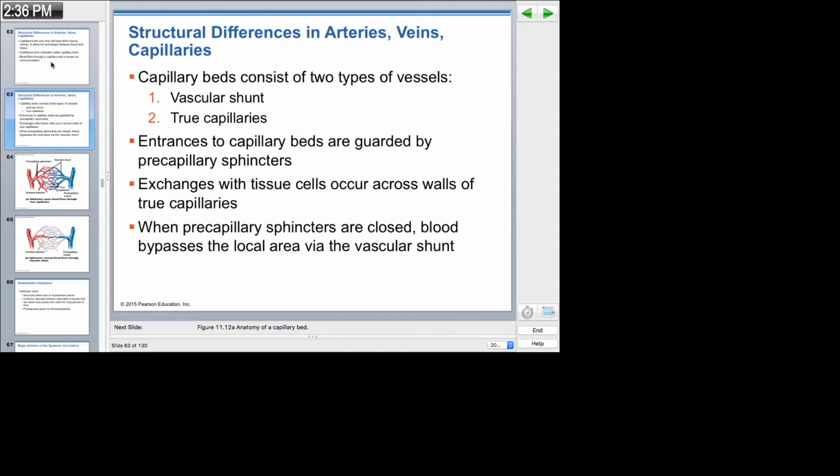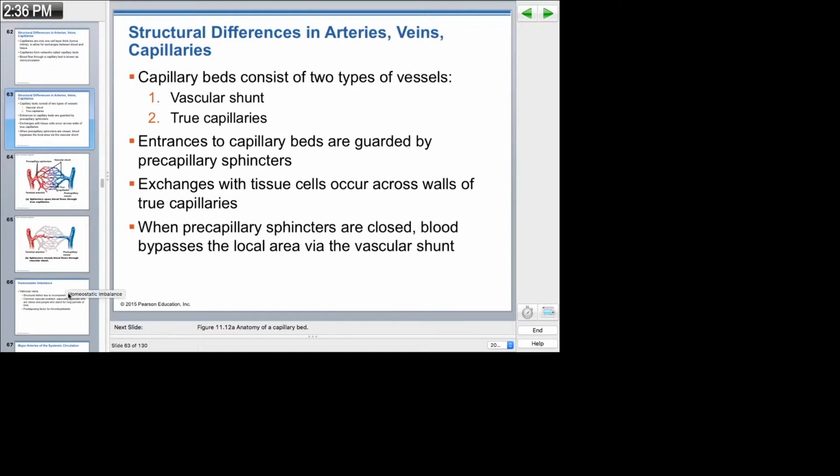So the entrances are guarded by these precapillary sphincters. They contract or they open depending on what happens. Say you're really hot, maybe you have a fever, those capillary sphincters will open up to allow for the blood to go out to the extremities or into the capillary beds of your fingers and your skin to allow it to cool off.